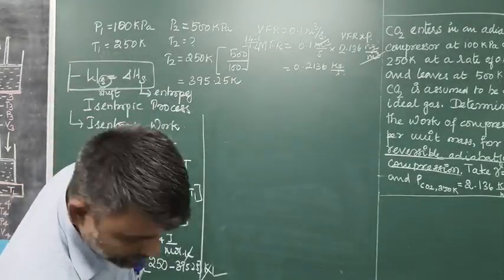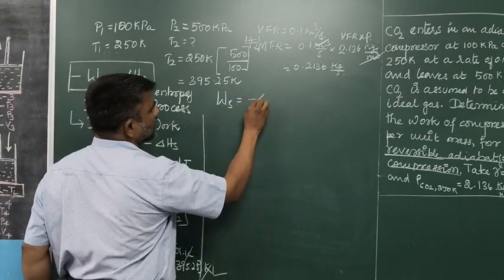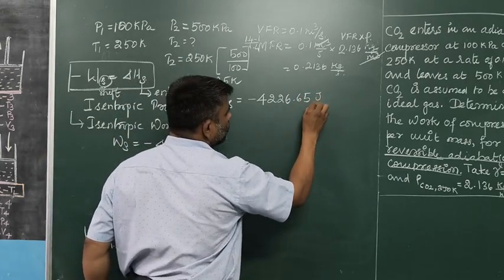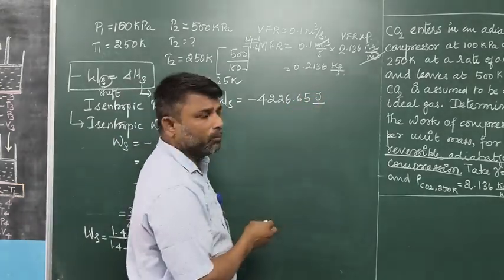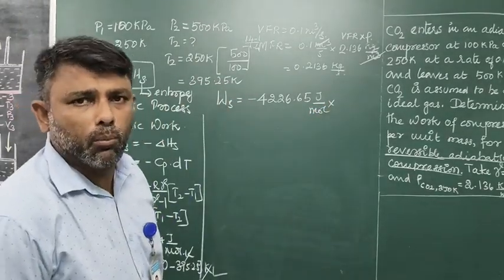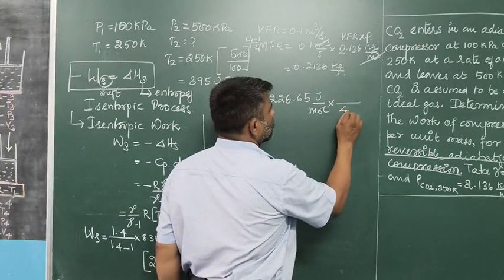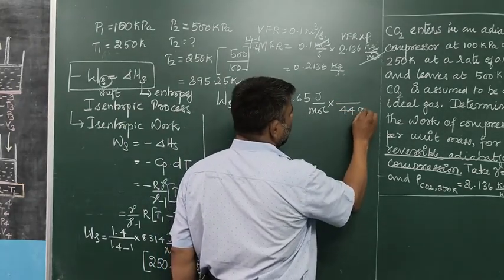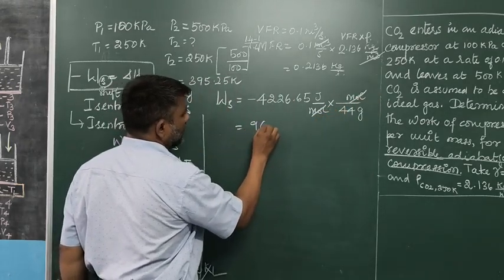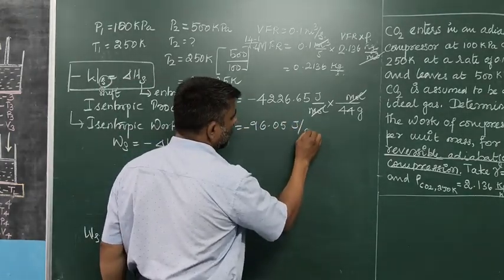Okay. What's the answer? Ws is equal to minus 4226.65 joules per mole. So I am in need of the amount of work done per unit mass. Hence I am going to divide this answer by the molecular weight of carbon dioxide, so 44 grams per gram mole. Mole gets cancelled. The answer is minus 96.05 joule per gram.